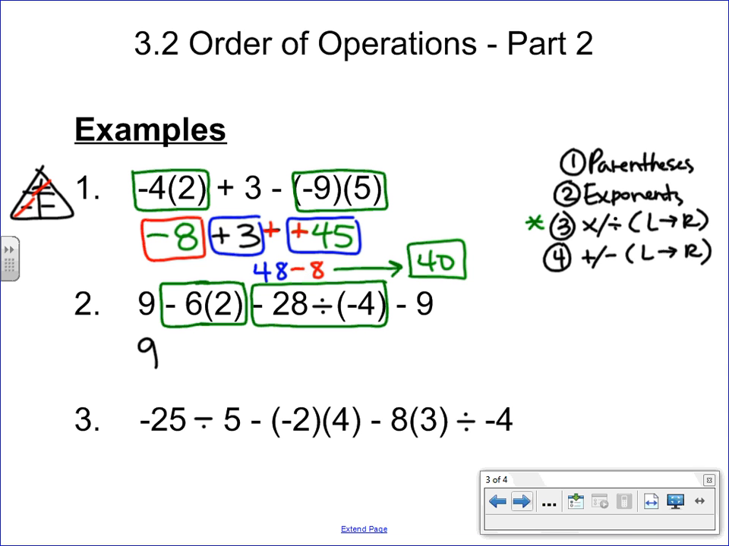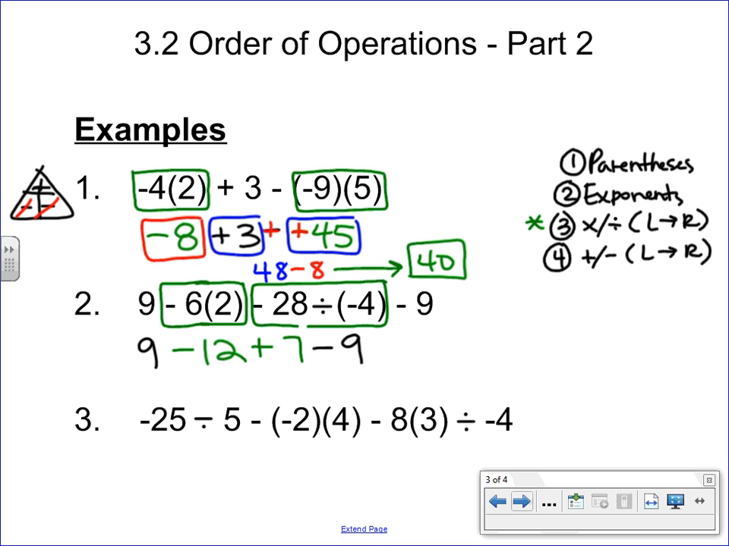I'm going to write that down. Negative 6 times 2, if I look up at my triangle, I have a negative times a positive. That's going to be a negative 12. Next, I have a negative 28 divided by a negative 4. So I could still use this triangle for division. A negative divided by a negative is going to give me a positive 7. So I'm going to put a plus 7. And then I'm going to bring down this minus 9 that I haven't done anything with yet.